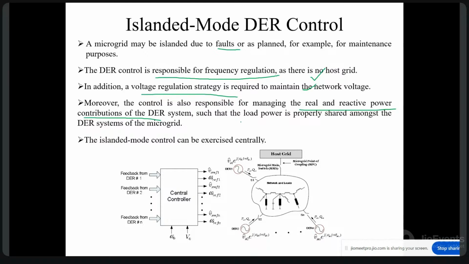For example, let us say I have 10 loads and 5 generators. How is the load of these 10 loads shared among the 5 generators? The microgrid itself is responsible for sharing the load among different generators, and for maintaining the voltage and the frequency within the microgrid.